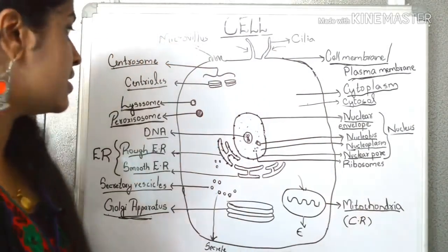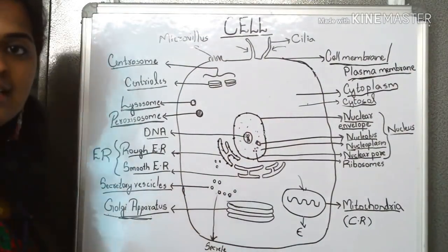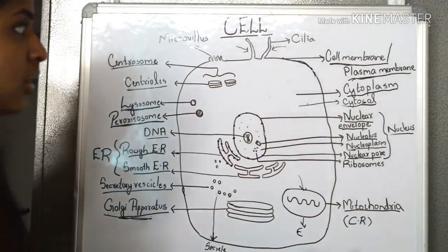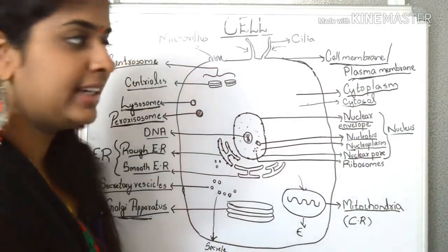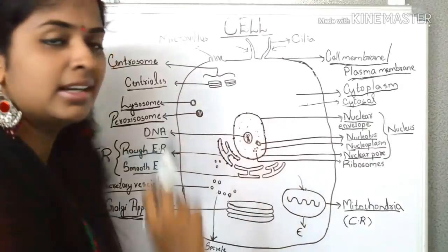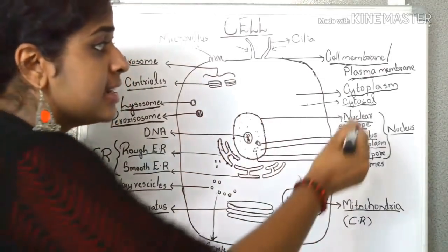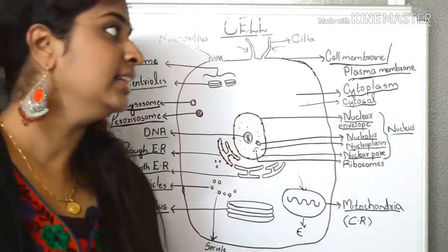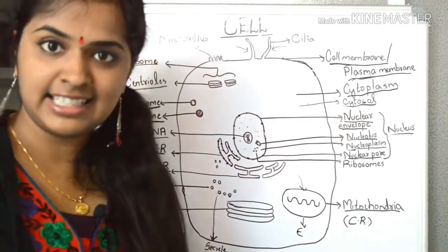So this is the entire cell and the cell organelles. We have talked about the cell membrane or plasma membrane, which is the protective barrier. Then cytoplasm, a jelly-like liquid which creates a platform for the cell organelles. Cytosol, which is present in the cytoplasm, is a fluid which contains digestive enzymes.